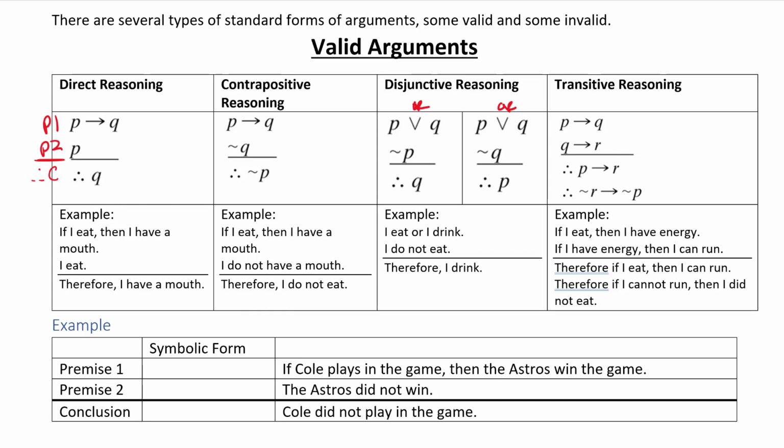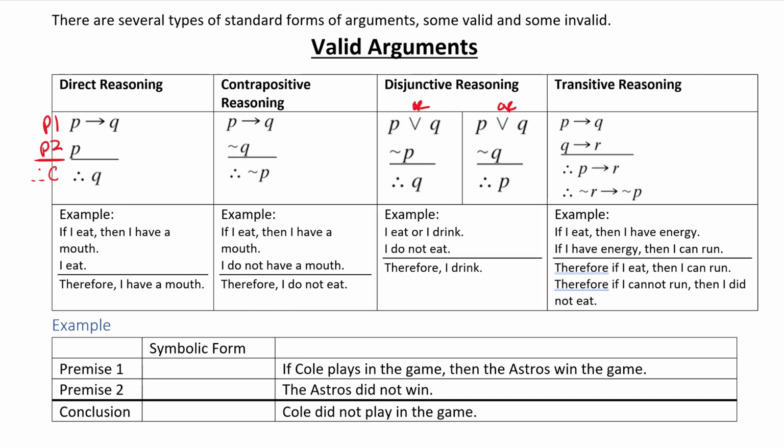Our last type of valid reasoning is if P then Q, if Q then R. Therefore we can say if P then R. So this is a transitive reasoning. If P then Q, my antecedent and my consequent, well, in this next premise, my consequent of the first statement becomes my antecedent, so that also implies R, so therefore P implies R.